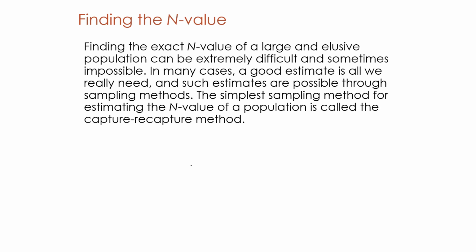Finding the exact n value of a large population can be extremely difficult and sometimes impossible. In many cases, to memorize this formula, you can just derive that on your own. Such estimates are possible through sampling methods. But notice what everything is here with all these letters. The simplest sampling method for estimating the n value of a population is called the recapture method.